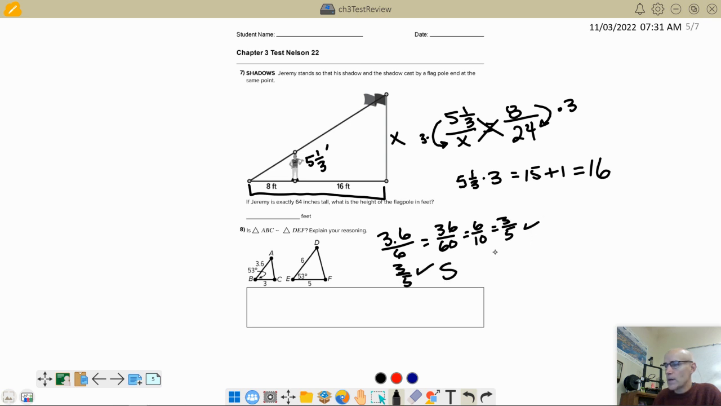Okay, so I got a pair of sides and another pair of sides in the same ratio, and the included angle is equal to each other. So that's side, angle, side similarity. Okay, I need to see something like this. I liked what some people did.